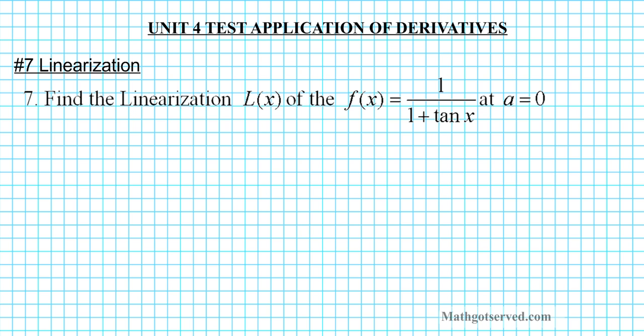In this clip, we are going to be going over problem number 7 of our Unit 4 test on application of derivatives. In this problem, we are going to be focusing on linearization. For problem number 7, we are to find the linearization L of x of f of x equals 1 over 1 plus tan x at a equals 0.